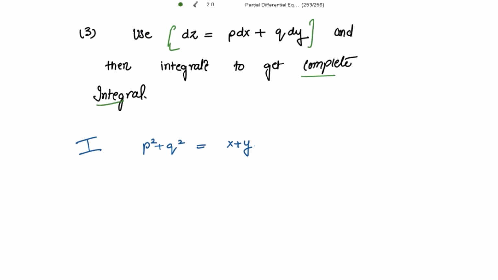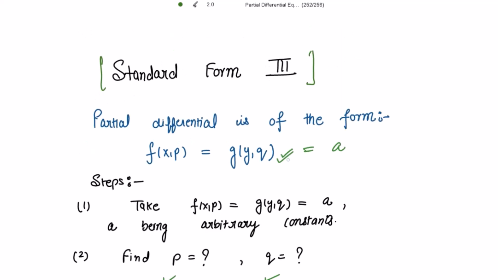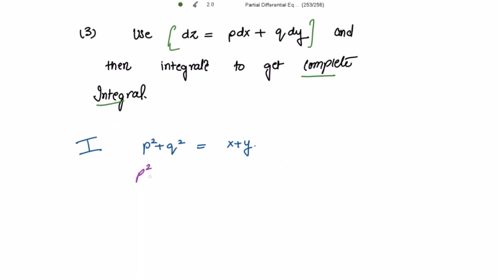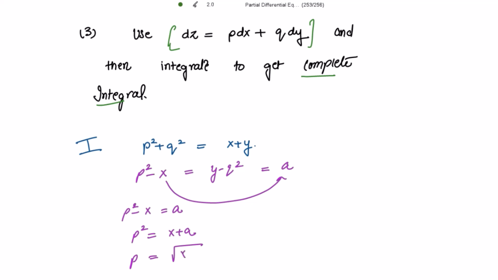Now the first part is we need to solve p² + q² = x + y. First we need to get this format: p² − x on the left hand side and y − q² on the right hand side. Taking this equal to a, we need to get the values of p and q. If p² − x = a, we get p² = x + a, and from here p = √(x + a).